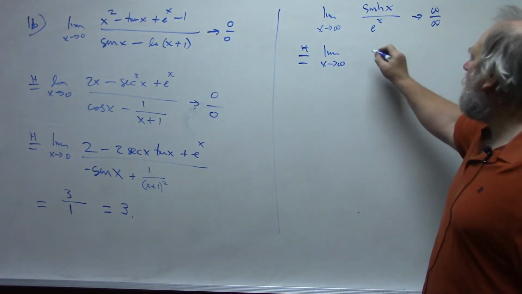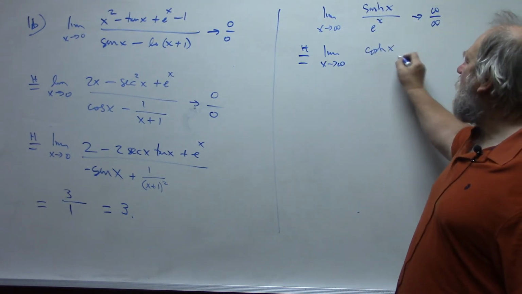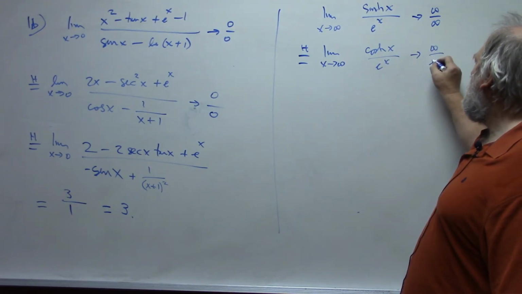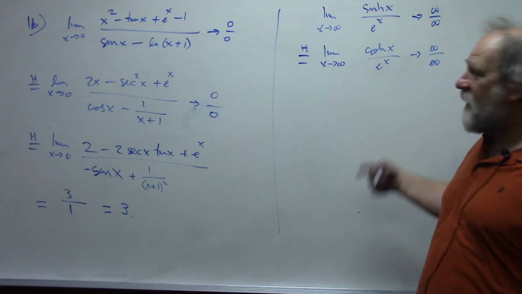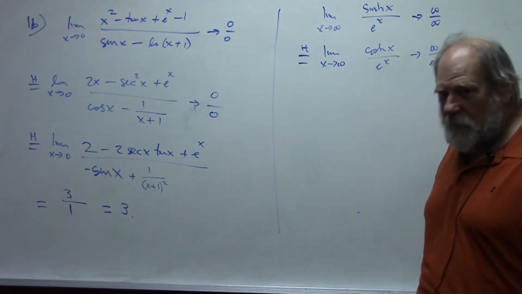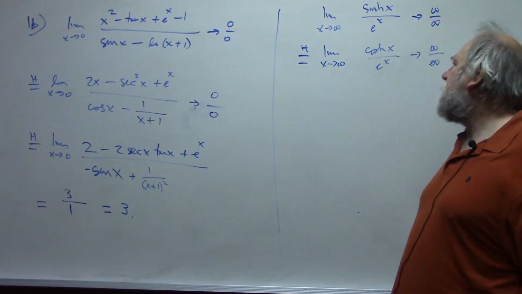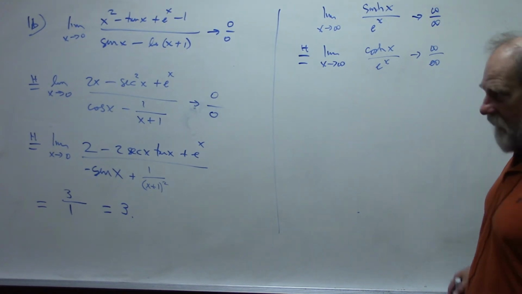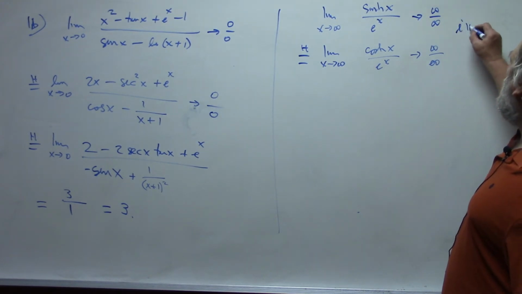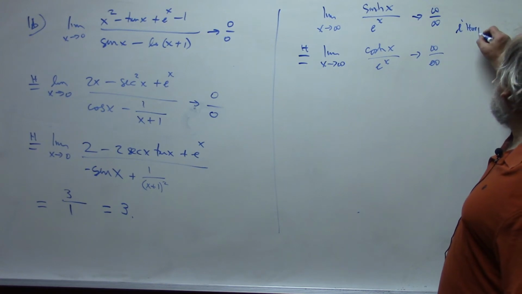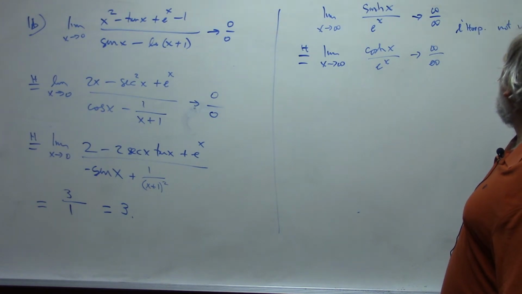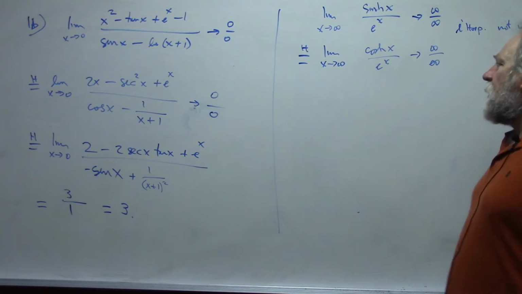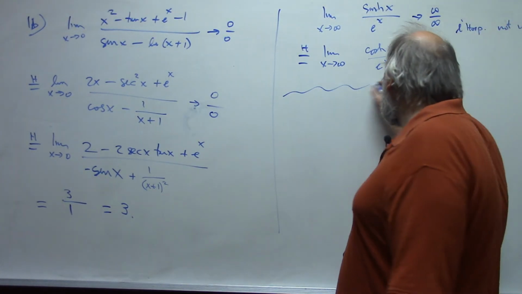I get cosh of x over e to the x. This is still approaching infinity over infinity, and this is going to keep repeating over and over, infinitely. So L'Hopital's in this case does not help. Instead, I have to do this another way.